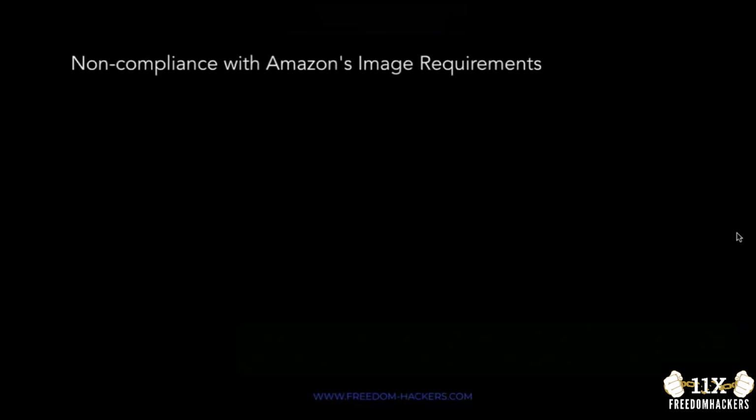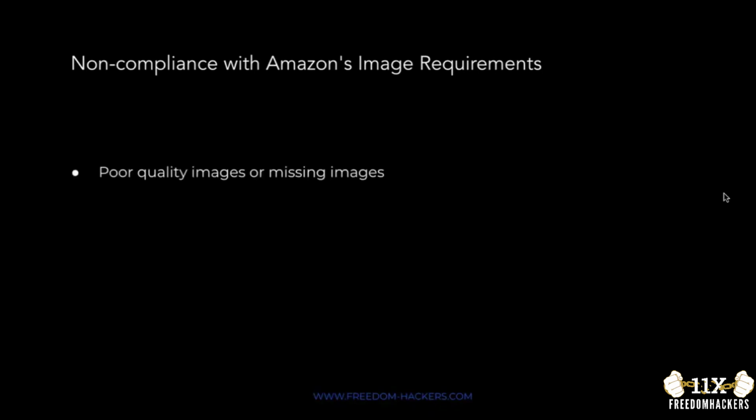Why does it actually happen? The most common thing is non-compliance with Amazon's image requirements. Obviously, if you haven't uploaded images, then it's going to be suppressed. But also, if something is not compliant in the image, then Amazon is going to remove the image, and that's going to lead to the suppressed listing. So it can mean poor quality images or just plain missing images, right?